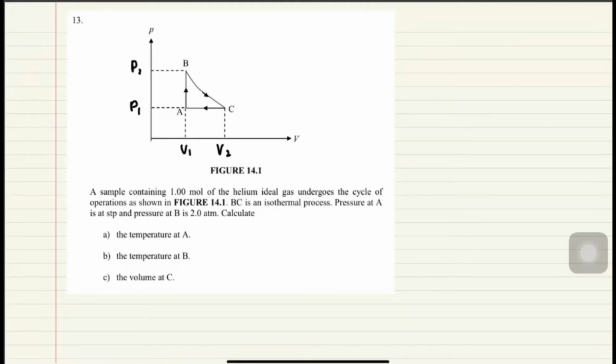Okay. Question number A, dia nak temperature at A. Kita keluarkan information dulu. Dia kata 1 mol. Itu dia punya apa? N. Yes, small n sir. Dia adalah 1 mol, very good. Helium ideal gas, so just put helium.